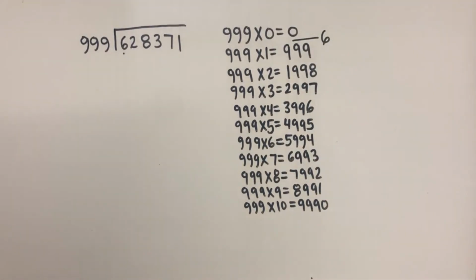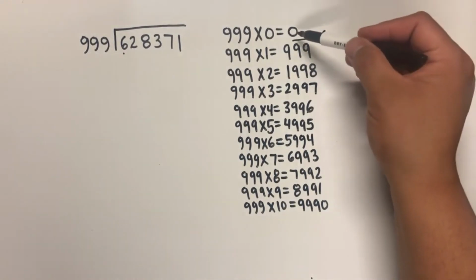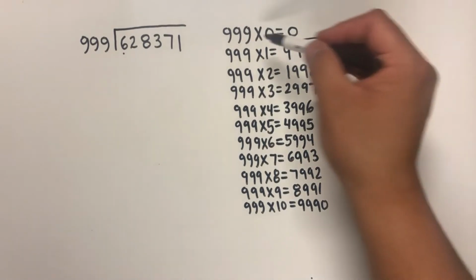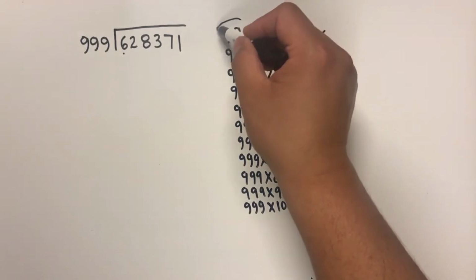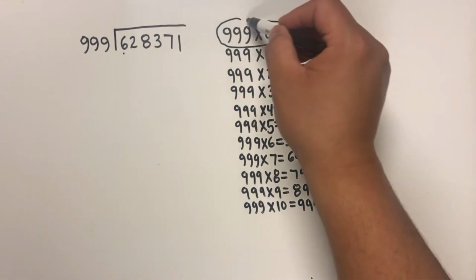Okay. The next thing I'm going to do is I'm going to circle the smallest of those two numbers between the 0 and the number 999. The smallest one is 0. So I circle this entire expression, 999 times 0 equals 0.